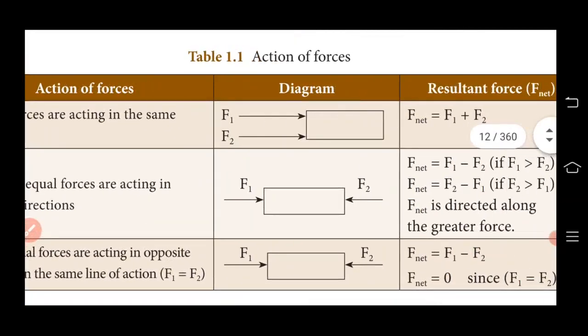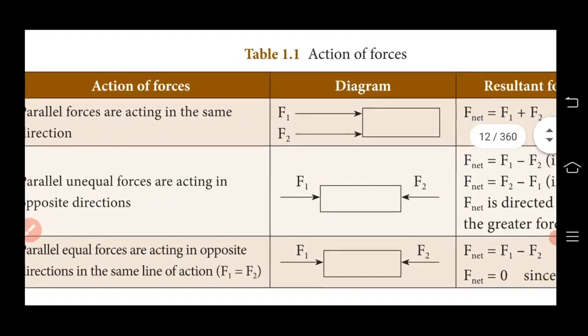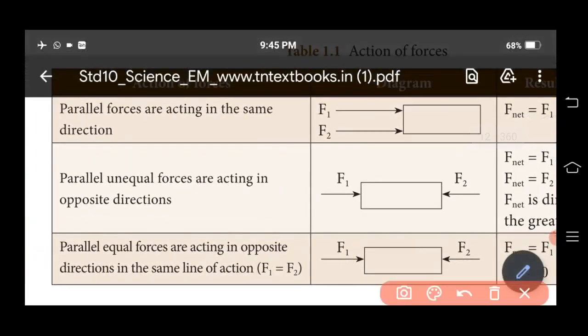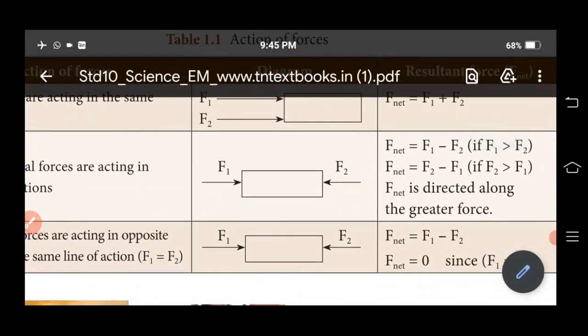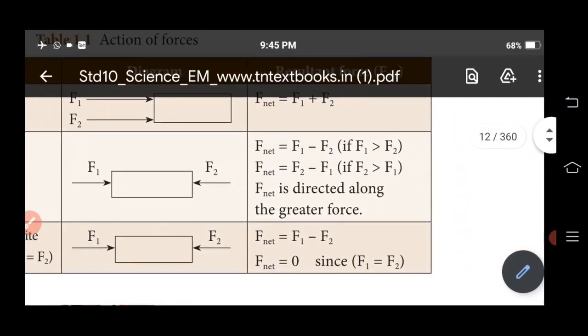And then the second one is parallel unequal forces acting in the opposite direction. We know there are two types of force: one is like parallel force and the second one is unlike parallel force. So this is the second one, unlike parallel force, acting in opposite direction. See here there are two forces F1 and F2. See the arrow marks. F1, F2 are acting in the opposite direction.